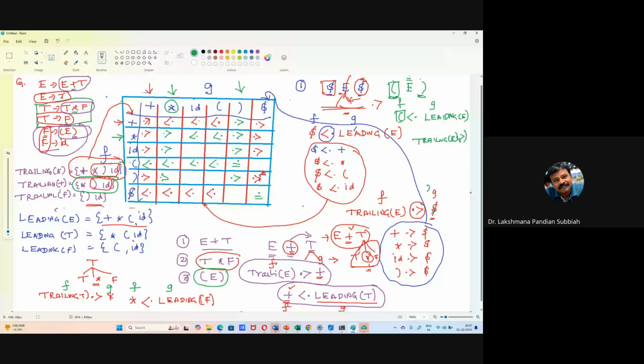Wherever we have an unfilled portion, it is called an error portion. So you take this as error, this is error, this is error, this is error, and this also error, this is error. Right? Clear? Yes, sir.